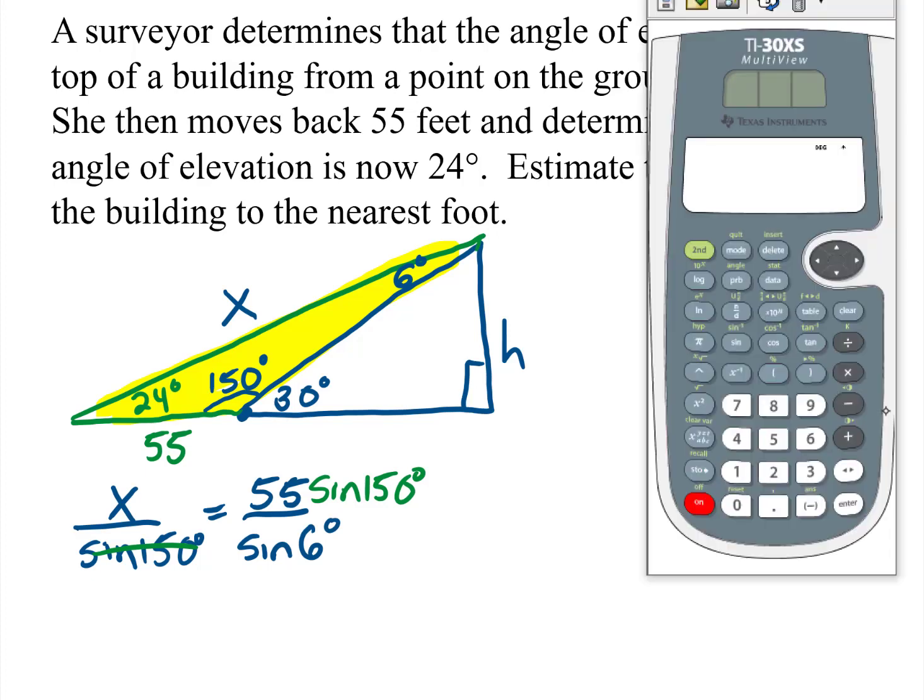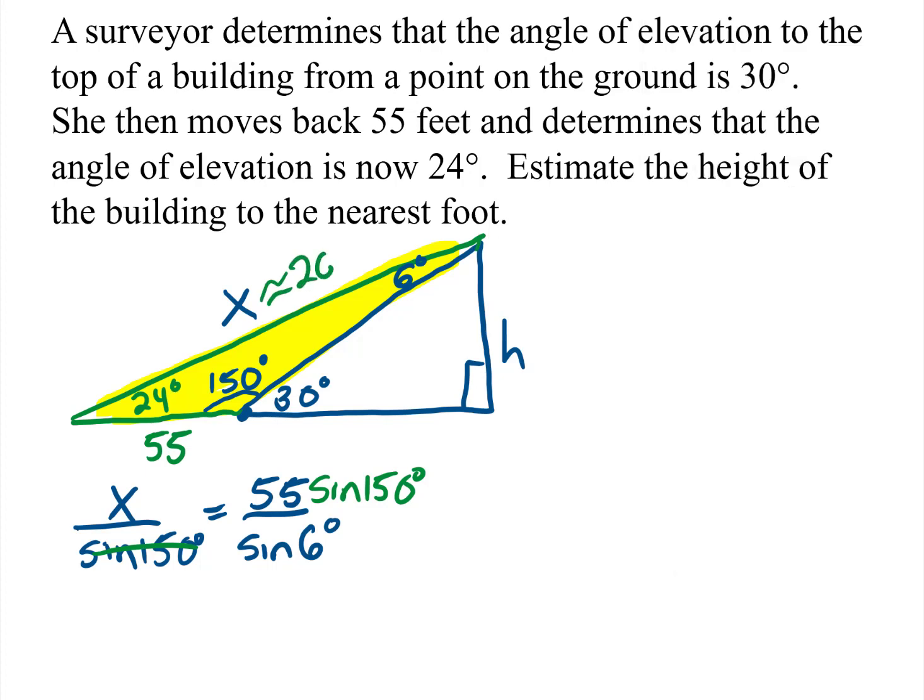First thing I do is make sure I'm in degrees, and I am. So then I put in 55 sine of 150, parenthesis to finish that, divided by sine of 6. And it looks like I get 263.086, so x is about 263. Now I'm going to use the value that was in the calculator when I need to use x so that I won't have a rounding error, but it's about 263.